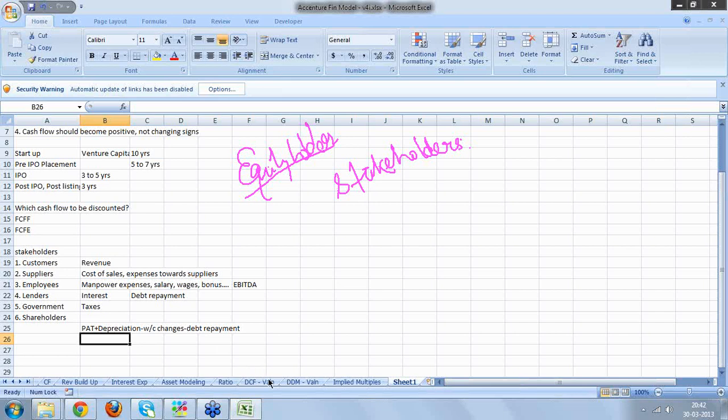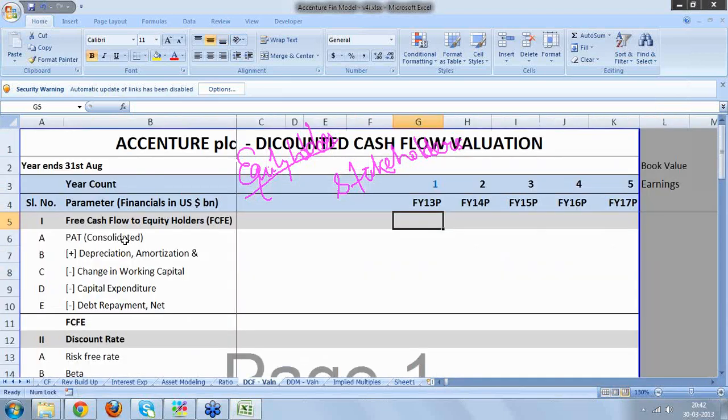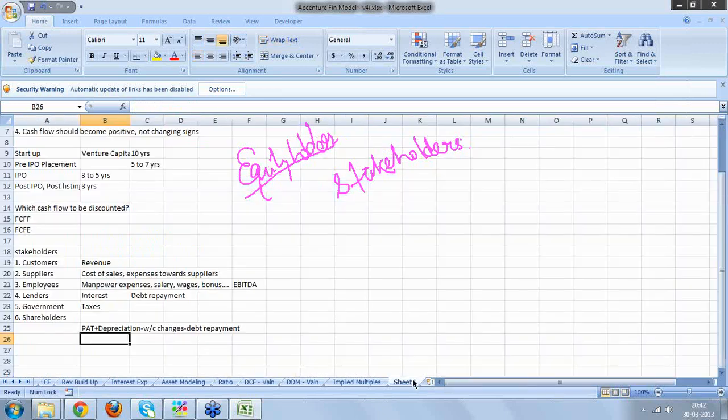So this is exactly in the same sequence. I list them out here. So there is a PAT to which I have added depreciation, amortization, non-cash expenses, from which I have subtracted working capital changes plus any capital expenditure plan that I will make and the debt repayment. So I come back to this sheet here. So out of PAT plus depreciation, working capital changes minus debt repayment, this is the cash that is available with me. I have to run the company.